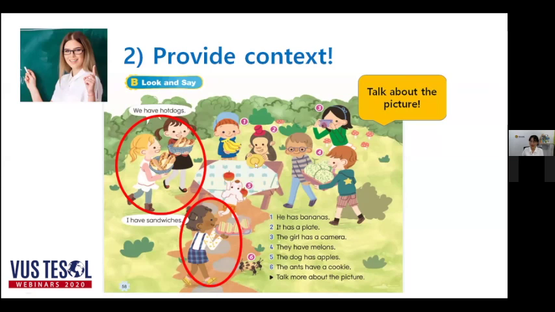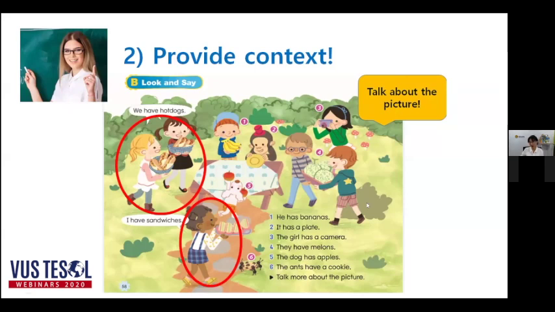Number two, what is it? It's a monkey. What does the monkey have? It has a plate. Number two, it has a plate. So what are they doing? They are having a picnic, right? Where are they? They are at a park, maybe. So what else can you see in the picture? Can you see the melons? Can you see the trees? Yes. So you can talk about the pictures, right? You can provide context.